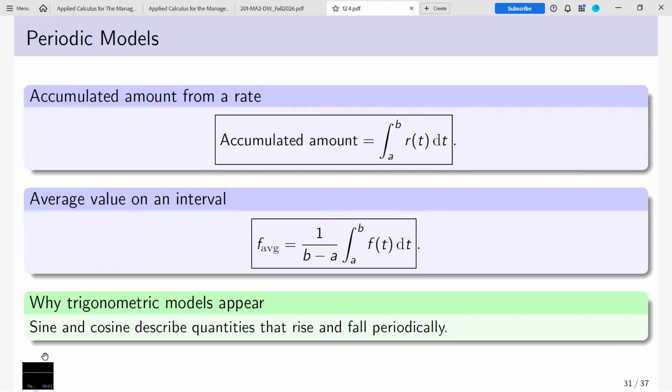A rate integrates to an accumulated total, while dividing an integral by the interval length gives an average value. Periodic models appear naturally in temperature, production, seasonal demand, and other repeating patterns.